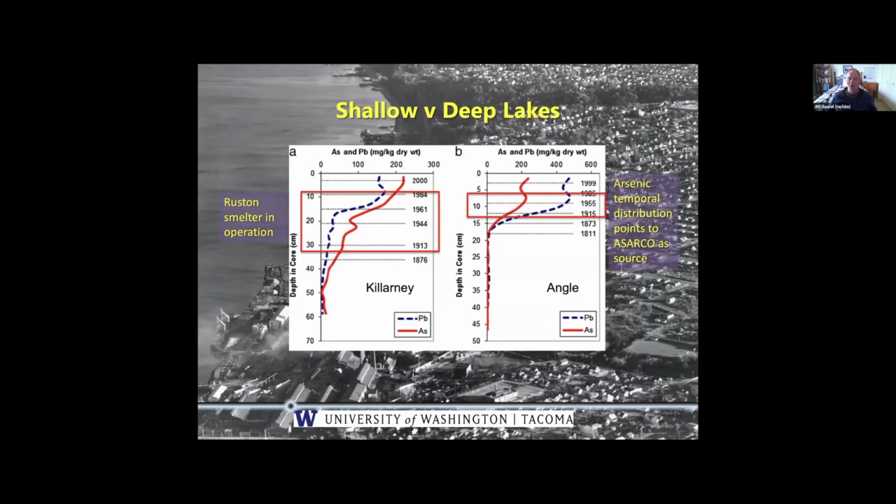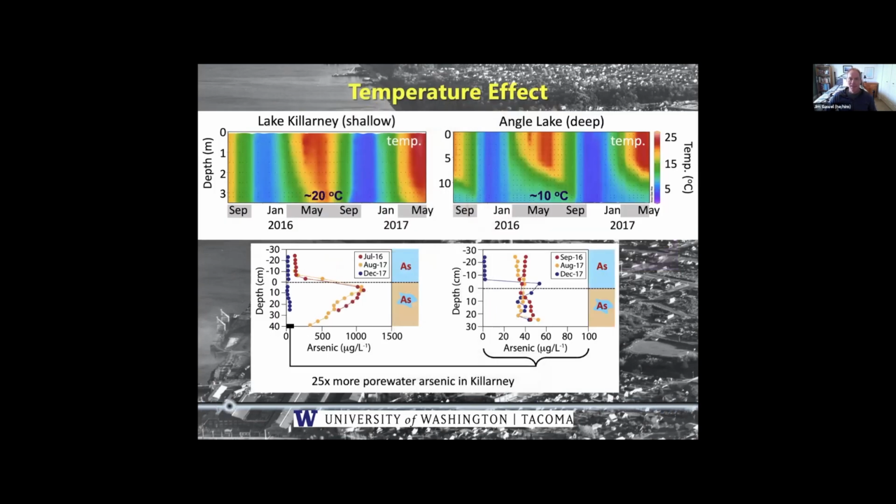Killarney is very shallow, 4 meters deep, and Angle is deeper, around 15 meters. So does lake basin depth affect arsenic remobilization? Sediment core data showed that in both lakes, historic arsenic in sediments is being transported up to the sediment water interface, despite the fact that smelter operations ended in the 1980s.